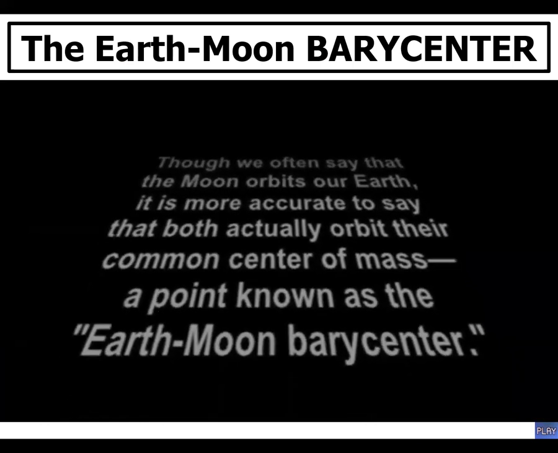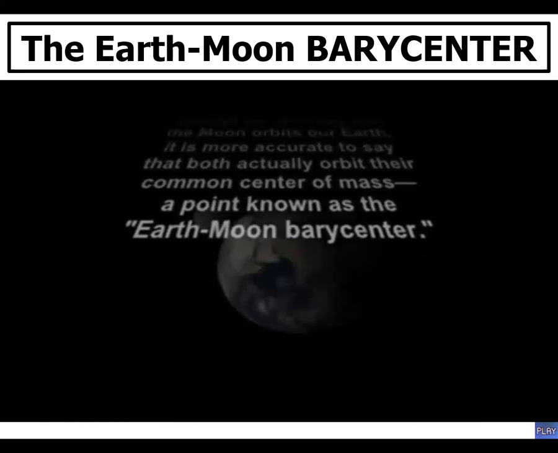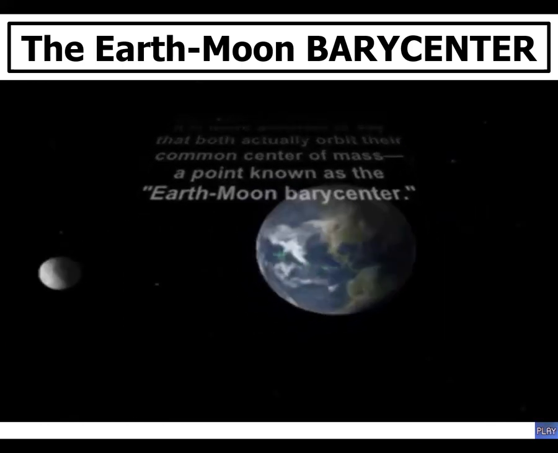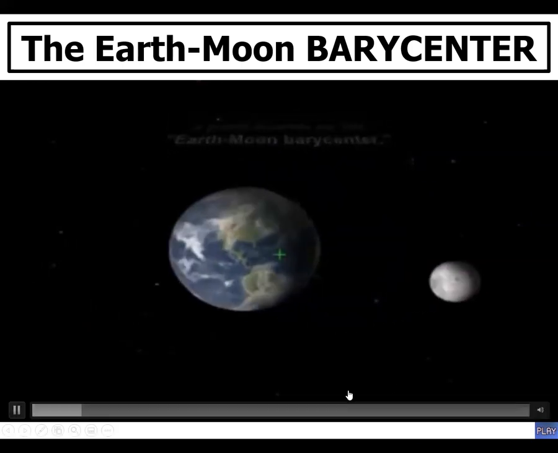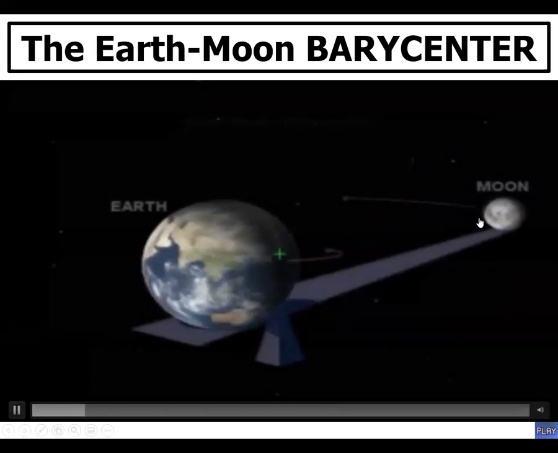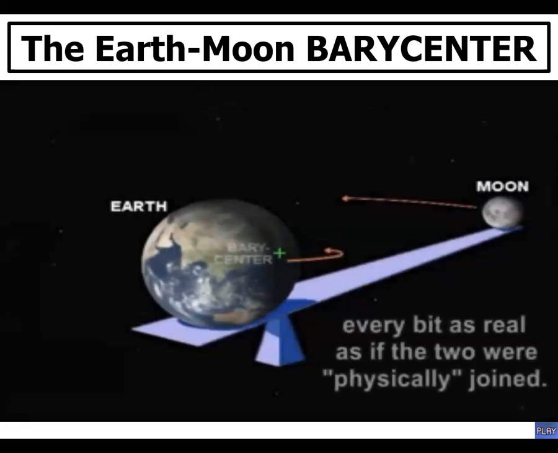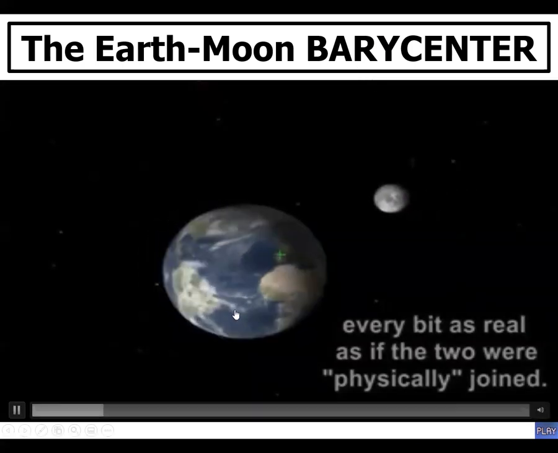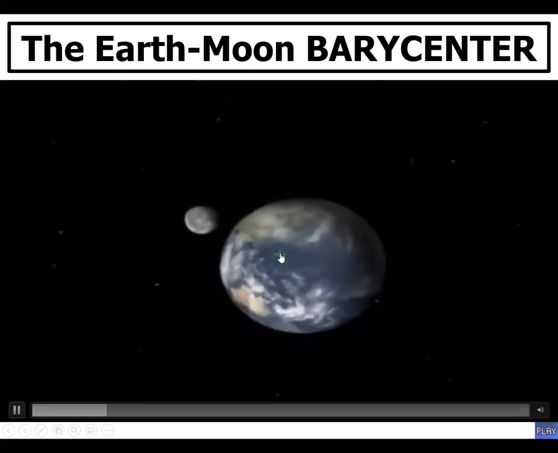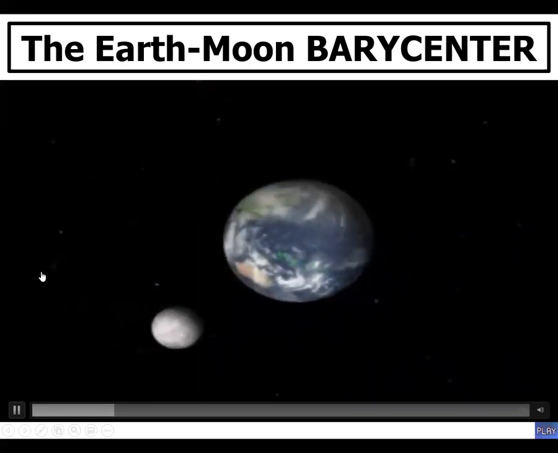Though we often say that the moon orbits our Earth, it is more accurate to say that both actually orbit their common center of mass, and that is called the barycenter. The barycenter of the Earth and the moon is actually inside the Earth. It's right here, and it's closer to the surface than to the center. Earth revolves around the barycenter, and the moon does the same thing.